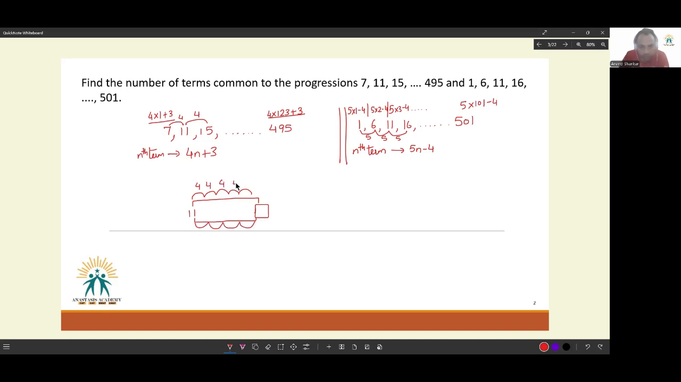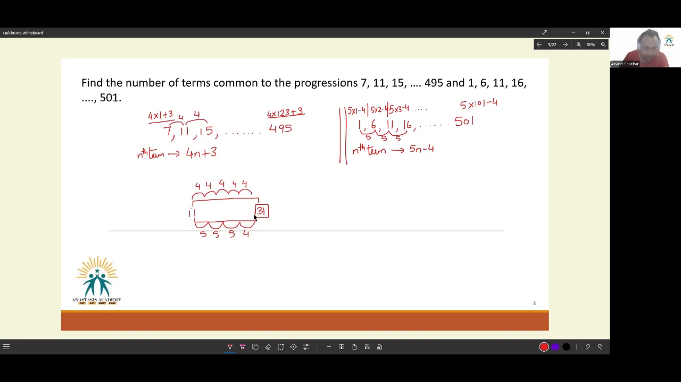Hopefully you can see the gap between these two numbers will simply be the LCM of 4 and 5, so the next number is going to be 31. See if 31 will fit here at n equal to 7. And at n equal to 7, yes, 31 most definitely fits.